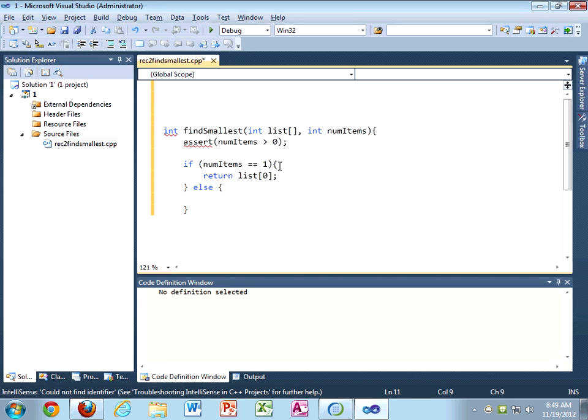Okay, right. This is a recursive function, so I'm going to have a call to find smallest in there somewhere, right? So I'm going to just throw that in there for now. And I guess the other thing I would say is there's going to be a return, right? So it's going to be something like, and then what are the arguments going to be when we make this recursive call?